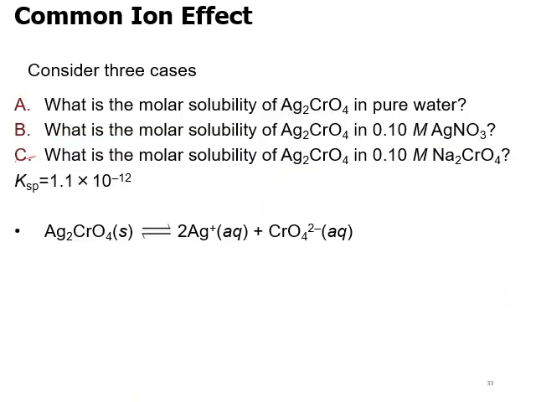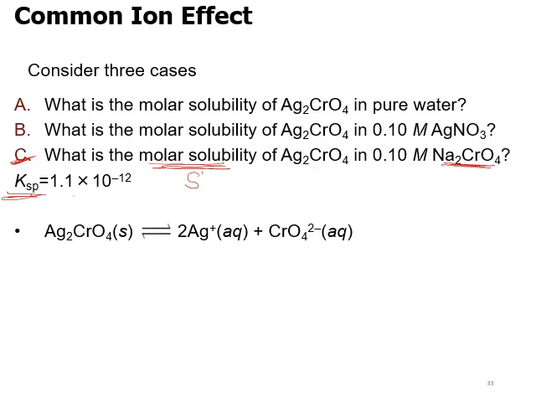Okay, so now let's try and solve for part C. What is the molar solubility of silver chromate in 0.10 molar sodium chromate? Ksp is given to us. So what is the question asking? The question is asking for molar solubility, which I know is capital S. Ksp is given to me, so if I can figure out a relationship between Ksp and S, I can solve for S. But what I have to remember here is that now I'm preparing the solution in a common ion solution.